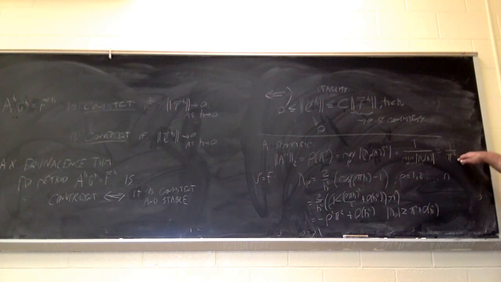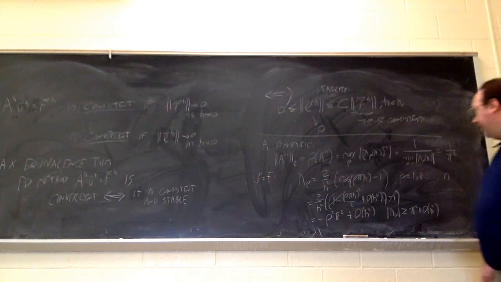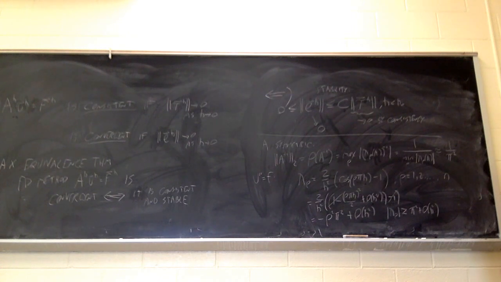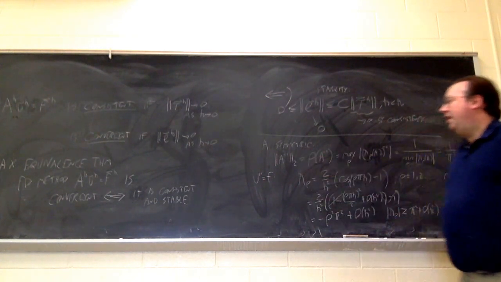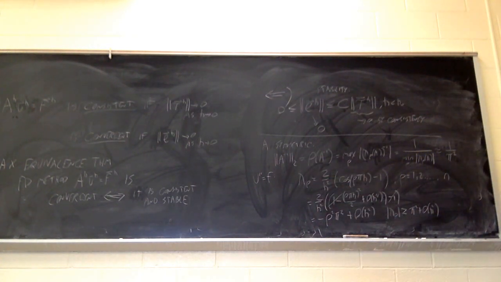Because this is independent of h, that's the key here. We can get a bound that's independent of h. That way we can conclude that the norm of A inverse is uniformly bounded independent of h. So we can conclude from here that we have stability, and we already know the local truncation error is going to 0, so it's consistent. Therefore, by the Lax equivalence theorem, we know it's convergent.